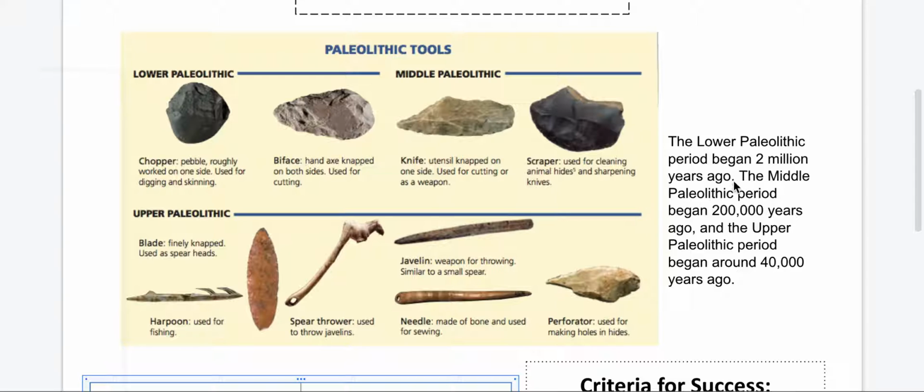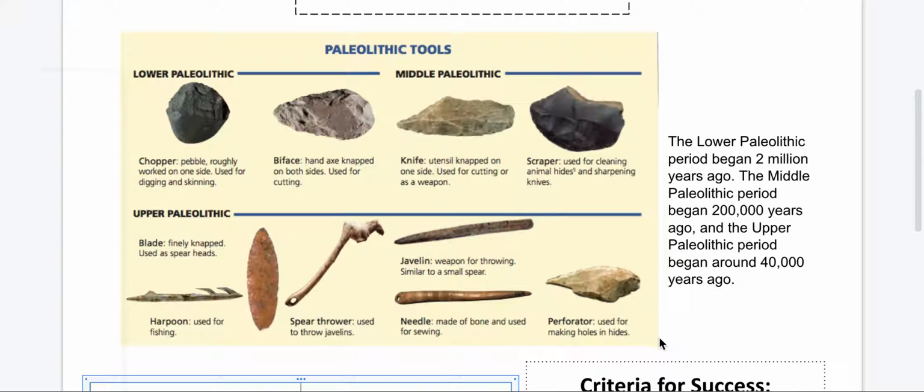I just want to highlight really quickly, so that it makes sense when I write my claim, that in the top corner of this artifact, it's showing kind of like a timeline of tools developing. So the lower Paleolithic age, that was about 2 million years ago, so that's over here in the corner. And then it goes all the way down to the upper Paleolithic, which was only about 40,000 years ago.